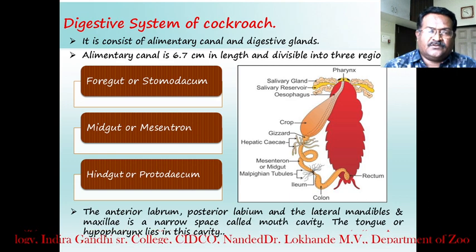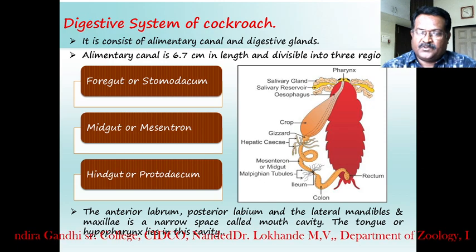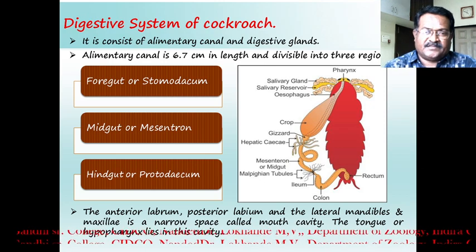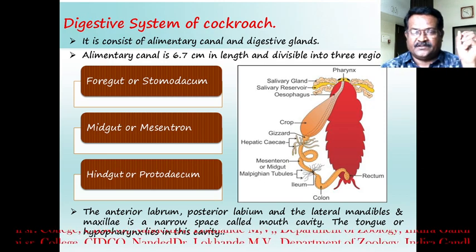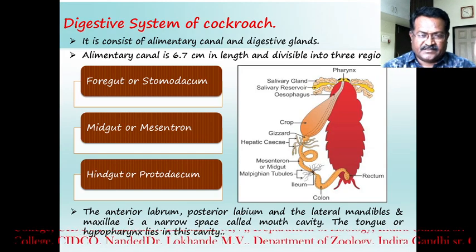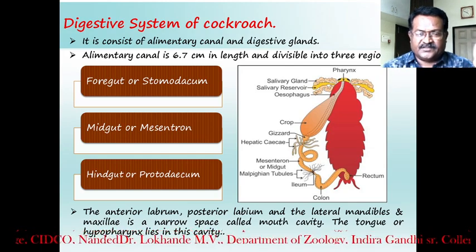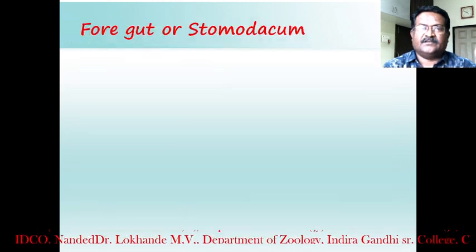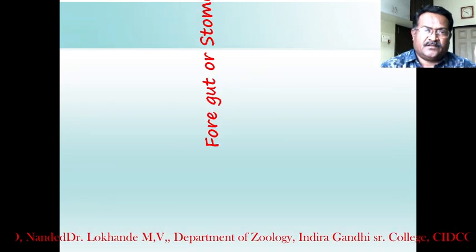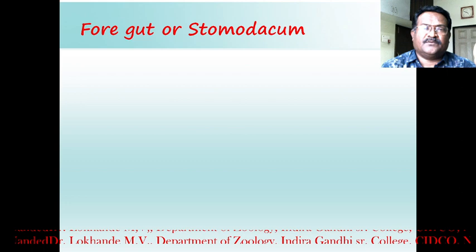Now, the anterior labium, posterior labium, and the lateral mandibles and maxillae enclose a narrow space, the cavity. It contains the tongue, the hypopharynx, which lies in this cavity. Now first, the foregut.